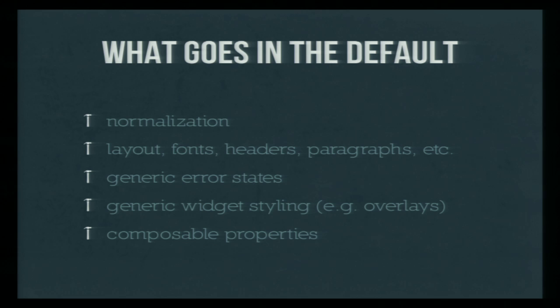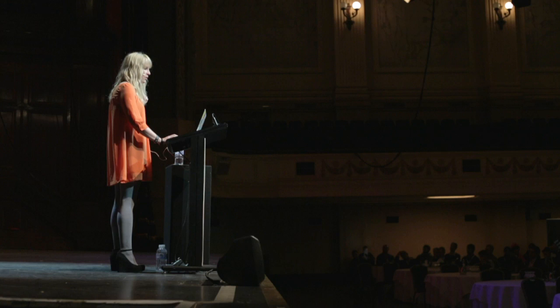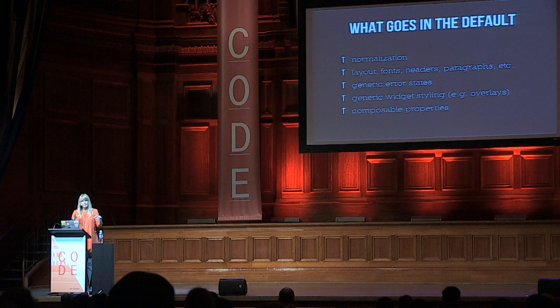So you have your default CSS still, and that really hasn't changed. You still want to do your normalization in one place, set all your fonts and all the layout stuff, your grid. You want to set all that up in your default. All the generic error states that you know will be common across the application or provide a baseline. Any sort of generic widget styling that you're going to need for different widgets that do similar things, like an overlay, for instance. You're going to want to have a big fat border on that so that it masks the rest of the page. And any kind of composable properties, referring back to Nicole's talk again, for instance, clearfix, things like that sort of decorate the main goal and the main styling needs of whatever the element is.